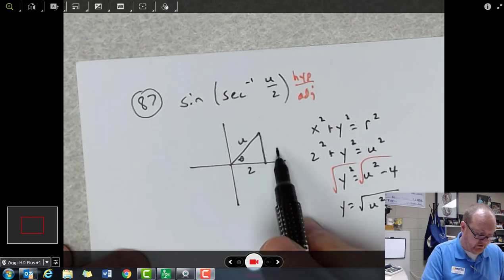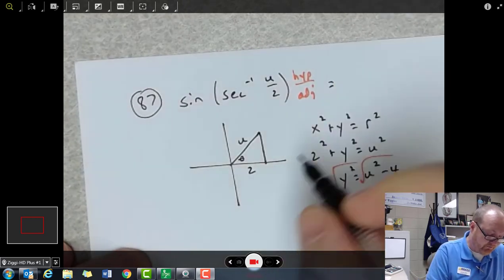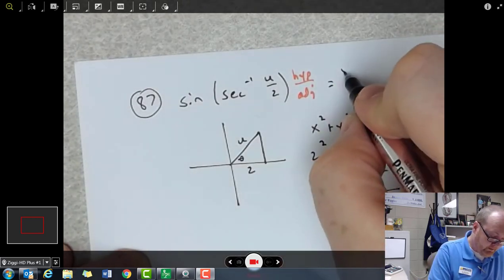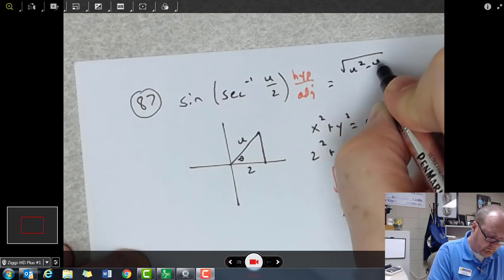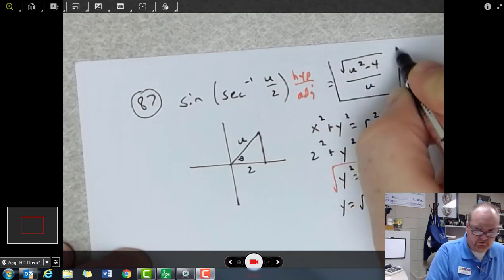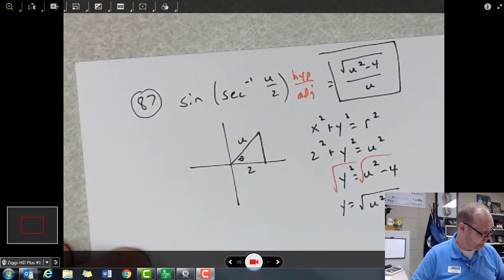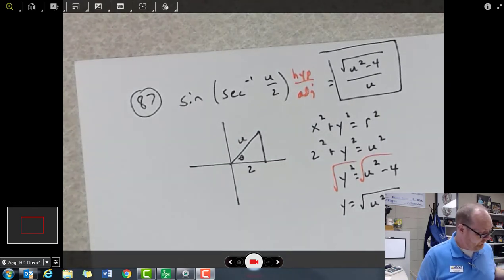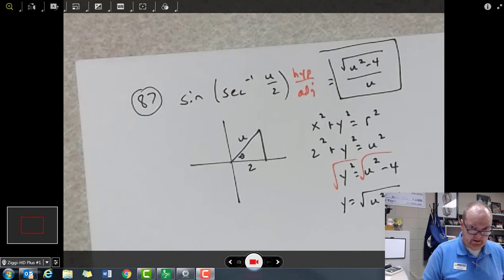So sine is opposite to hypotenuse. And so I end up with this expression for that solution. So that's the homework on page 248. And then I want to look at just a couple on 265.